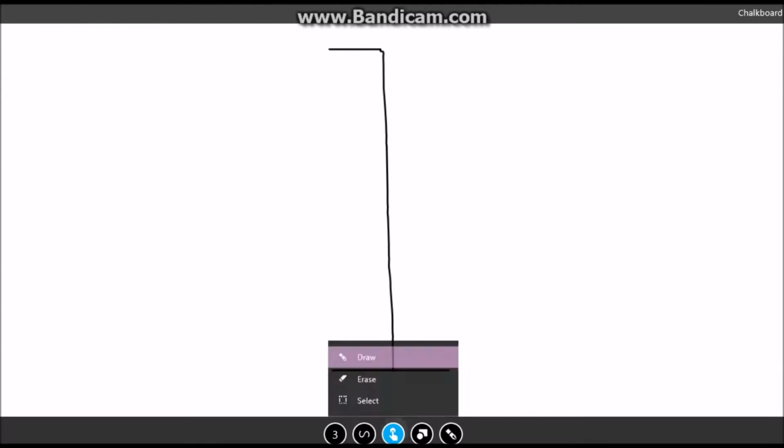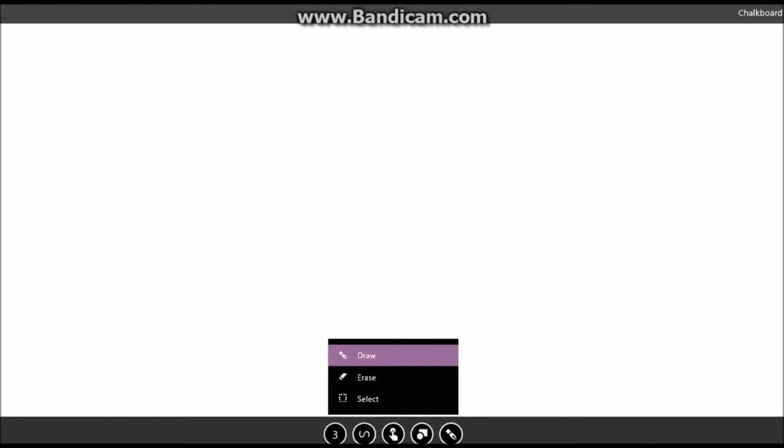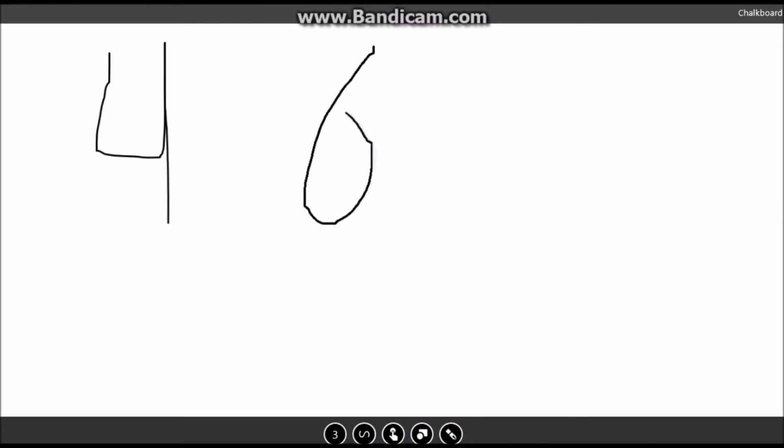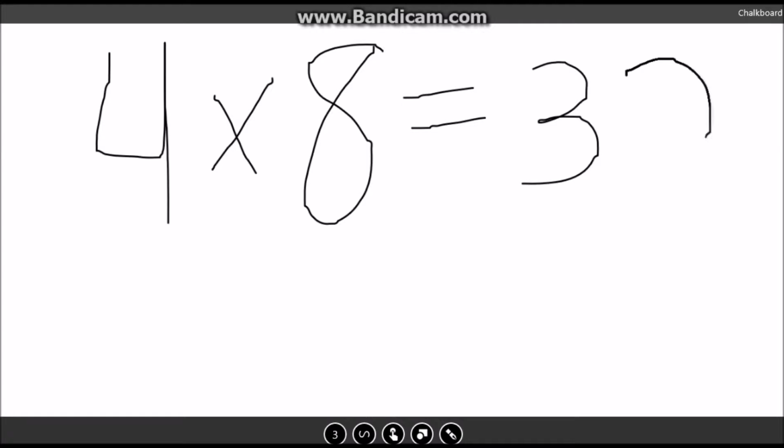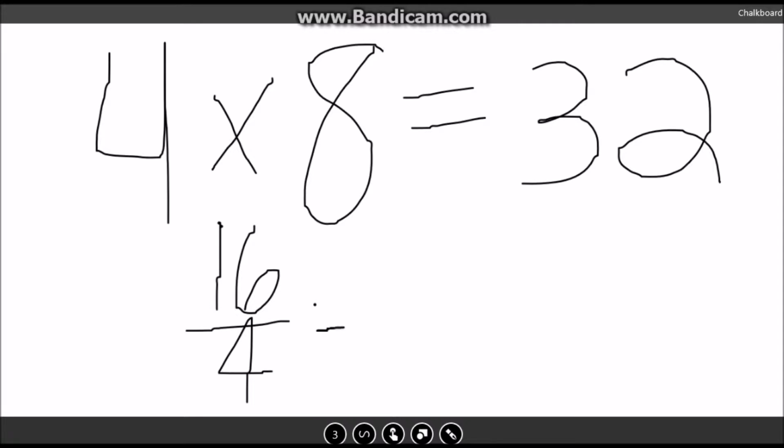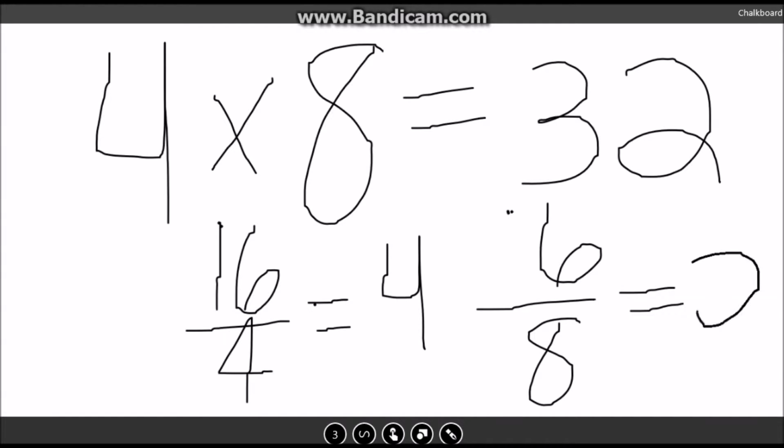So let's say we have 4 and 8. Multiplying these two will get you to 32. But that's not the smallest integer that is divisible by both 4 and 8. It's actually 16, because 16 divided by 4 is equal to 4, and 16 divided by 8 is 2. So that is what an LCM is, and that is very important to understand if you want to understand how to subtract fractions with unlike denominators.